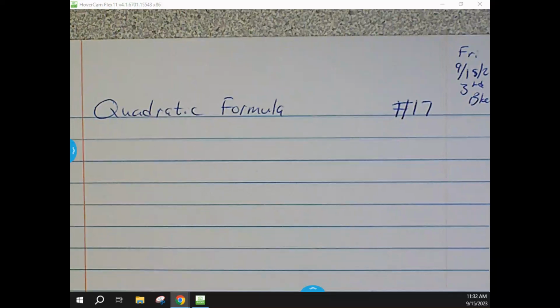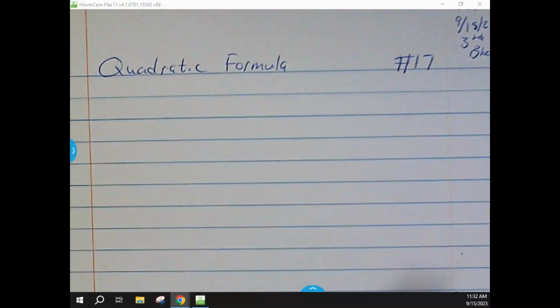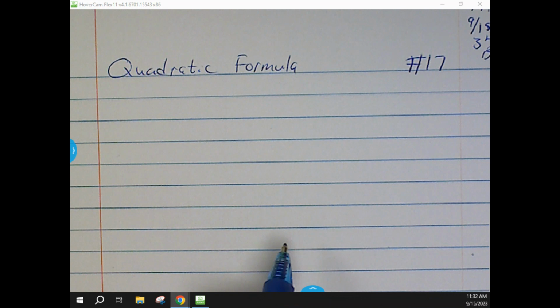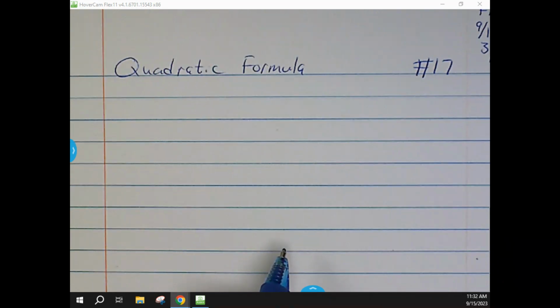Okay, so the quadratic formula is what we're going to do. Now, y'all have probably seen this before, so hopefully it's not something new, and you'll see it and go, oh yeah, I remember that. Basically, here's what it is.